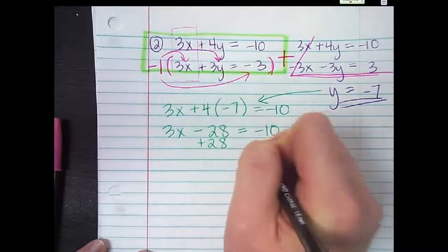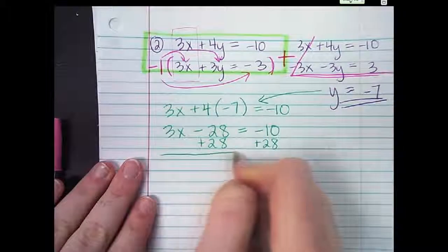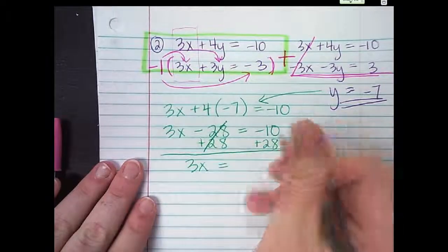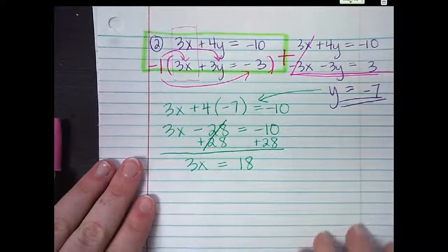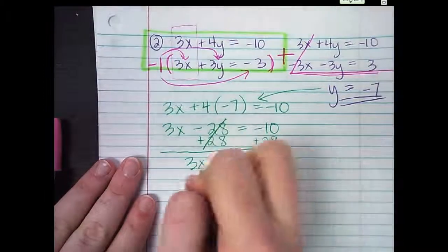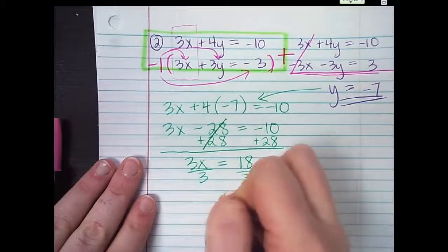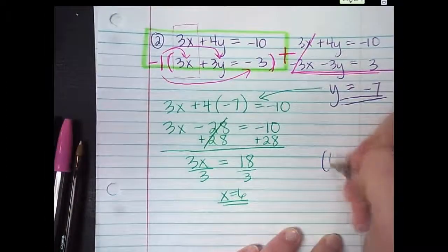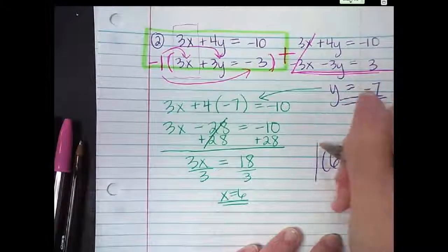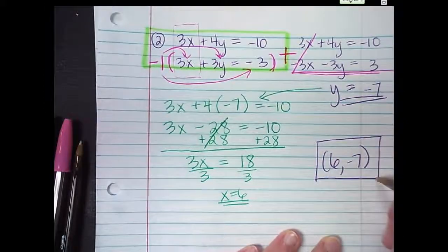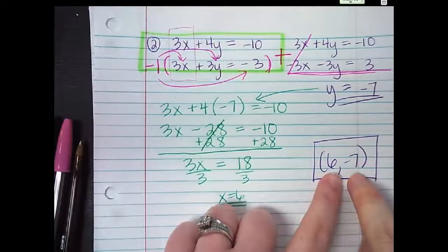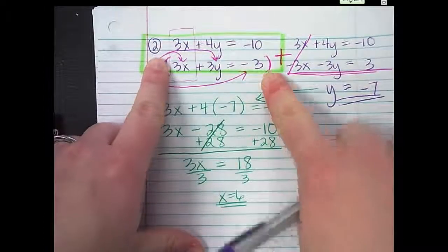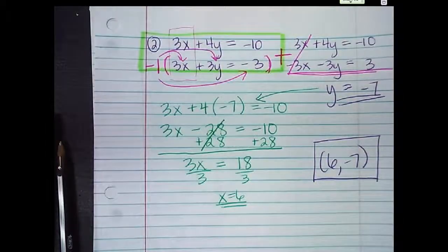3x minus 28 equals negative 10. Add 28 over. So 3x equals 18, what does x equal? Perfect. So our answer is 6. Remember, if you have the time, if you want to take the time on the test, I would recommend it. Take this x and y and put it back into here and put it back into here. It should work in both of them.